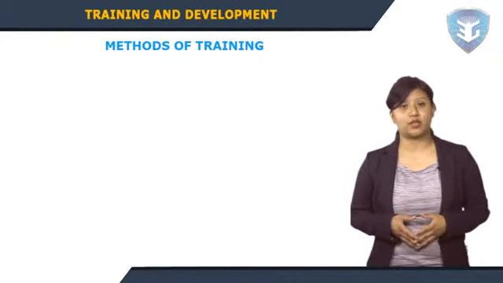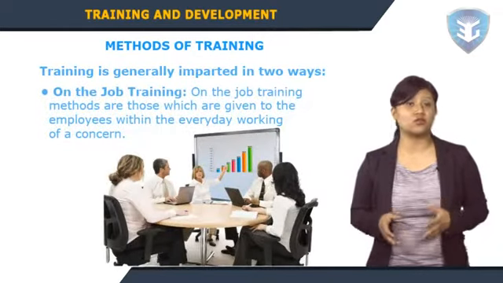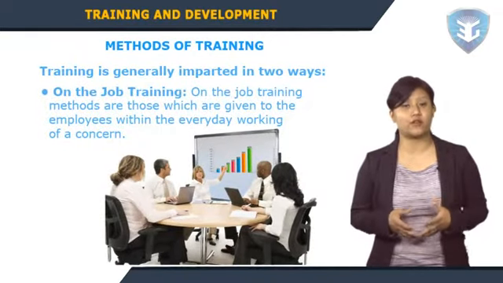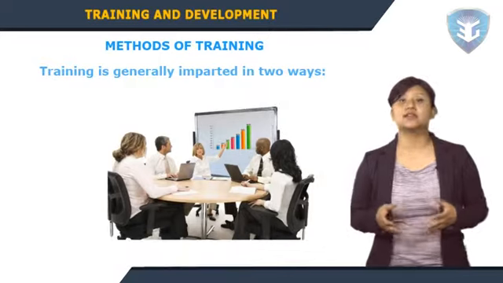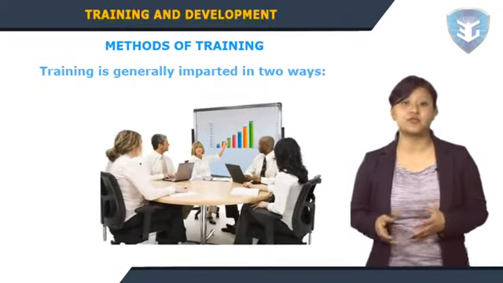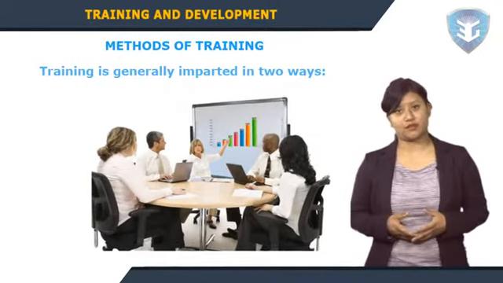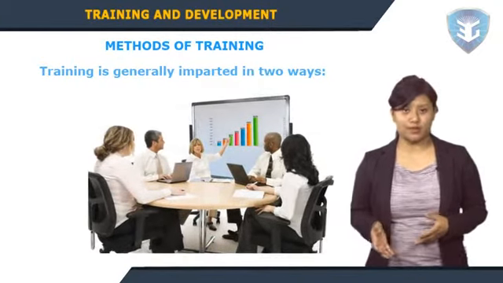The methods of training. Training is generally imparted in two ways. On-the-job training methods are those which are given to the employees within the everyday working of a concern. It is a simple and cost-effective training method in which proficient as well as semi-proficient employees can be well trained by using such training method. The employees are trained in actual working scenario.